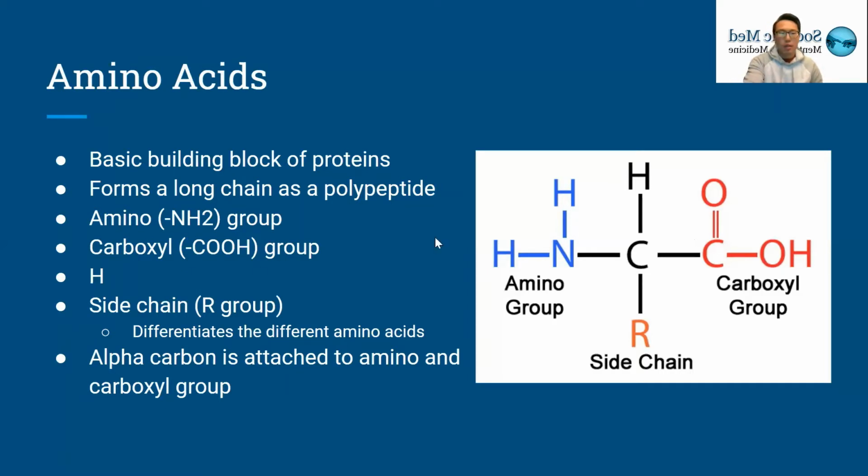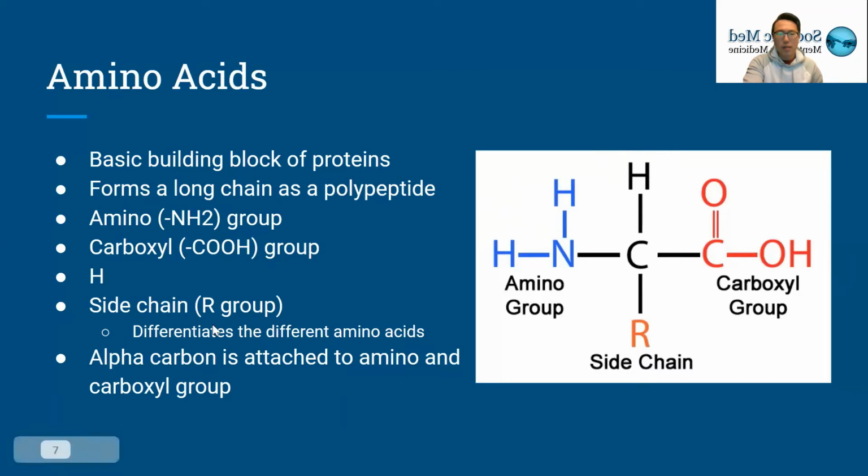And the different groups on an amino acid are, first off, the amino group, which is NH2. So that's this blue group right here on the left side. And then also the carboxyl group, the COOH group, which is on the right side over here in red. And then each amino acid will also have a hydrogen attached to it. So that's this black H at the top.